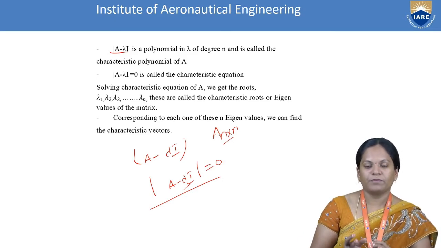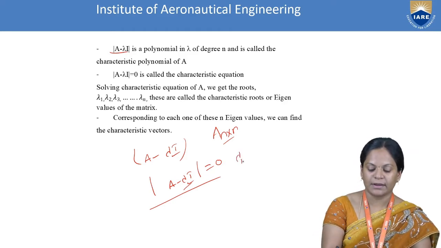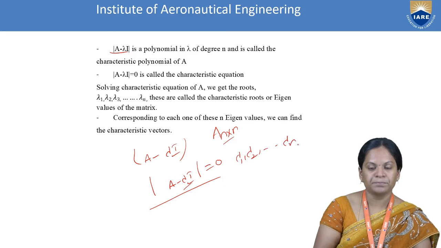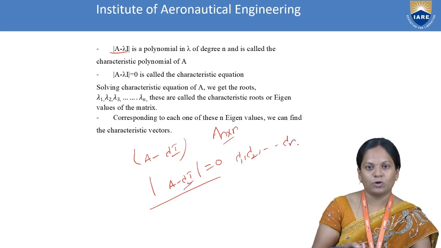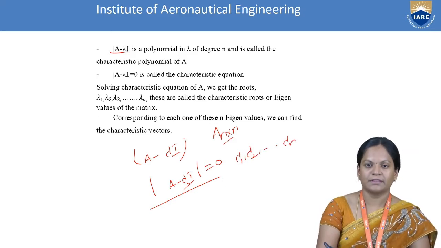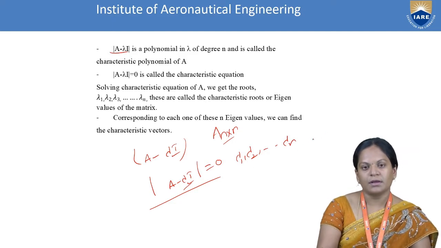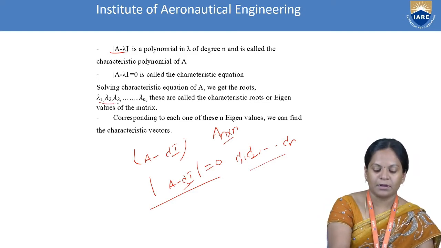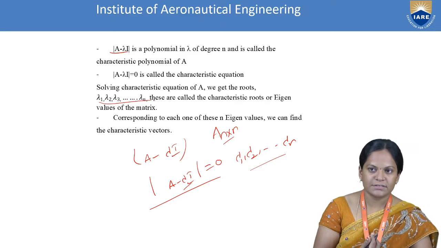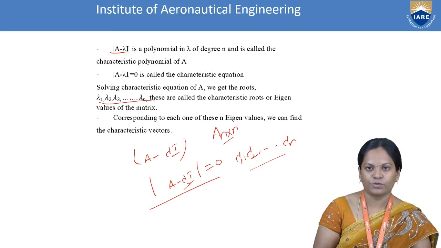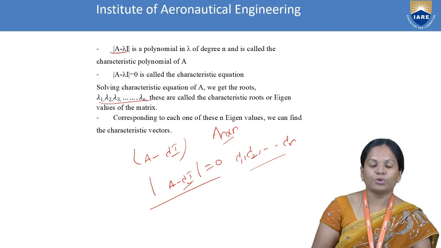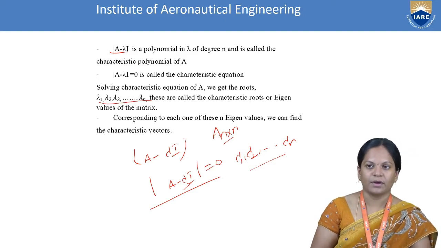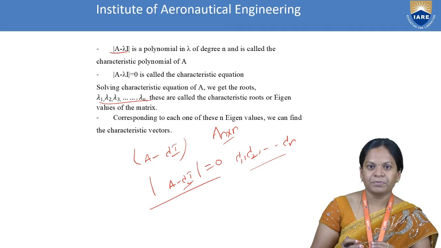We already know that an nth order polynomial gives n roots. The roots I am considering are lambda 1, lambda 2 and so on, lambda n. These roots are sometimes equal, sometimes not equal. They are called the characteristic roots or eigenvalues of the matrix. Corresponding to each of these n eigenvalues, we can find the characteristic vector.